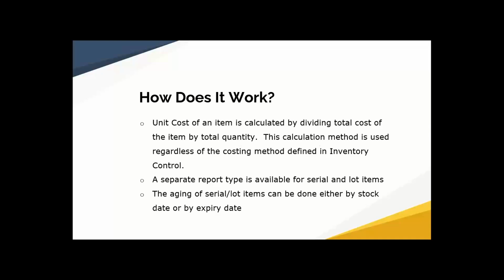The report shows the unit cost information together with the quantity information in each aging period. And this unit cost is calculated by dividing total cost of the item by total quantity. This method is used regardless of the costing method of the item defined in IC model. A separate report type is available for serial and lot items. And when you are aging these serial and lot items, it can be aged either by stock date or by the expiry date.